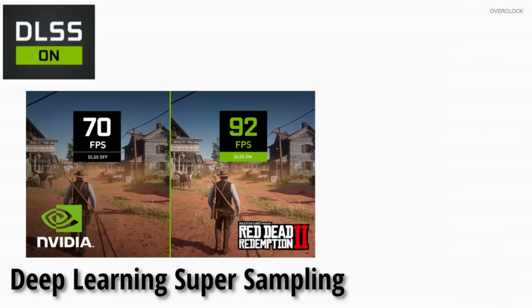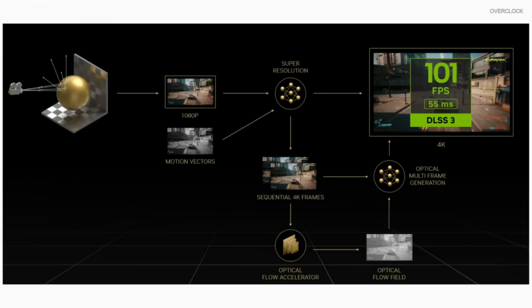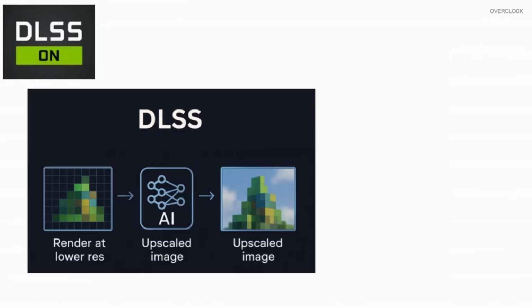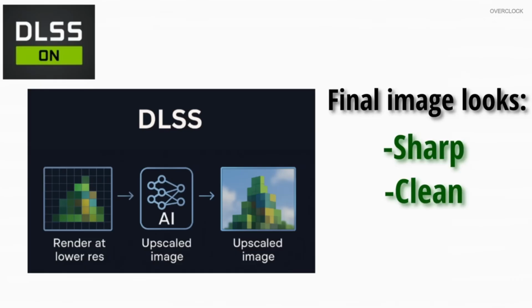Moving on to the next one, that is the DLSS. DLSS stands for Deep Learning Super Sampling, and it is a performance-boosting feature available on NVIDIA graphics cards. DLSS works by rendering the game at a lower resolution and then using artificial intelligence to upscale the image back to a higher resolution. The AI is trained to reconstruct missing details, so the final image looks sharp and clean.